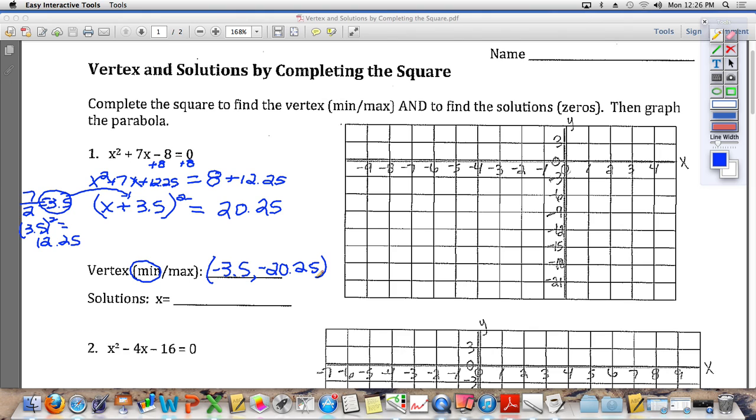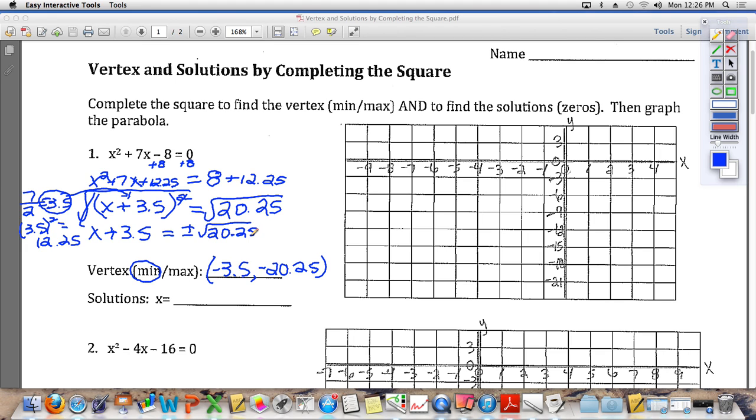Solutions. Take it a step further. Take the square root of each side. You take the square root of the left. You take the square root of the right. When you take the square root of something squared, they cancel out, leaving you with x plus 3.5 is equal to positive and negative square root of 20.25.